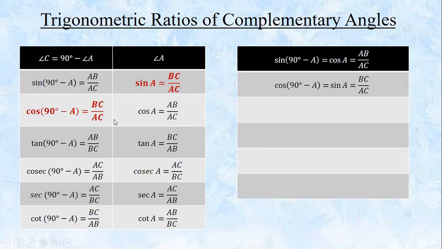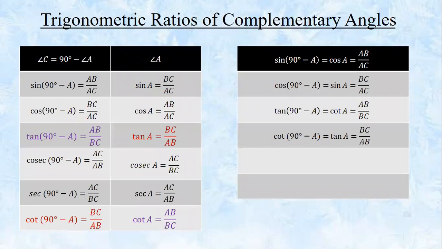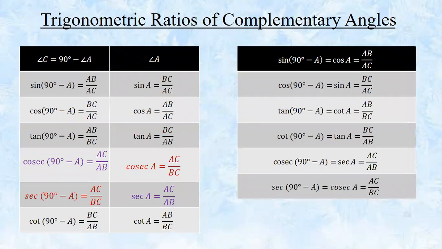Similarly, cos 90 minus A is equal to sin A, which is equal to BC by AC. And tan 90 minus A is equal to cot A, as well as cot 90 minus A is equal to tan A. Finally, cosec 90 minus A is equal to sec A and sec 90 minus A is equal to cosec A, which is AC by BC.